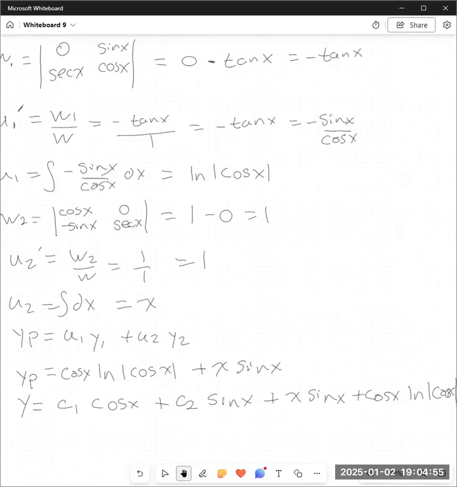And that is our first example, and we didn't see anything that looked close to that in our previous work. We couldn't deal with that secant x on the right hand side. We wouldn't have gotten anything that looked like cosine x times ln of cosine x in our undetermined coefficients. So there you have it.